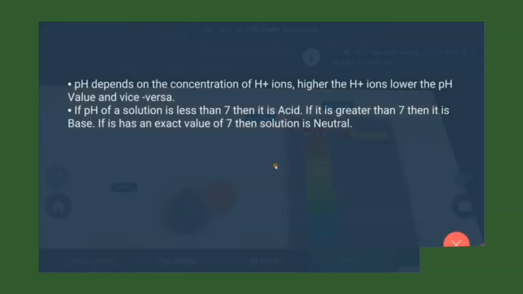The pH depends on the concentration of H+ ions, and hence the higher the H+ ions, the lower the pH value, and vice versa. If the pH of a solution is less than 7, then it is acidic. If it is greater than 7, then it is basic. If it has an exact value of 7, then the solution is neutral.